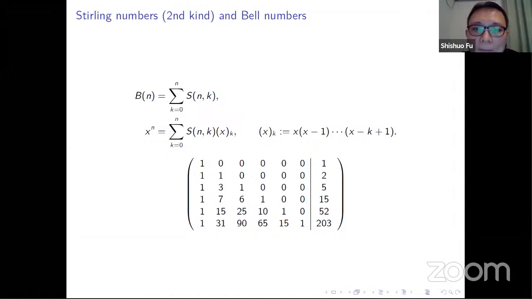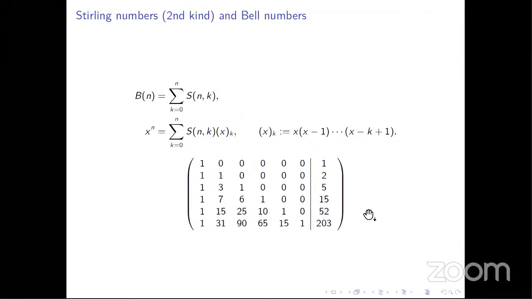For example, you can try x squared, when n equals 2. When you expand x squared in this basis, you have x and x times x minus 1, right? So you get x squared minus x, then plus x. That gives you back exactly x squared. So that means the coefficients are 1 and 1, right? So are we good? Okay, thank you. Okay, no problem. All right.